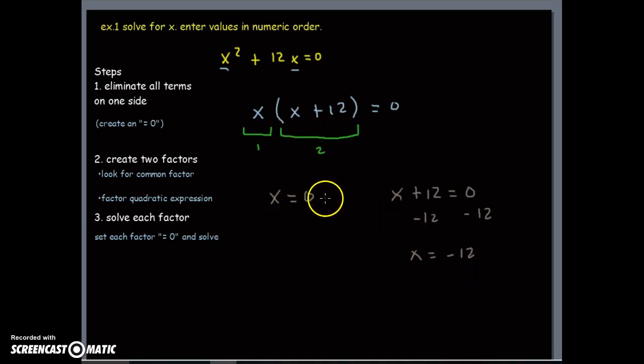So our solutions here are x equals negative 12 or x equals 0, because both of these numbers would create a 0 in one of our two factors. And negative 12 is smaller than 0, so our order is this.